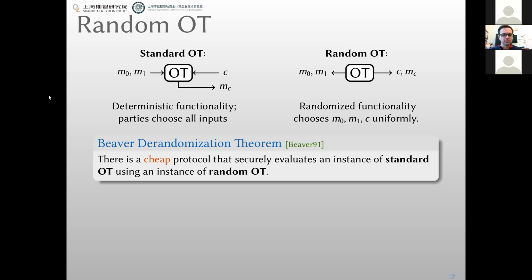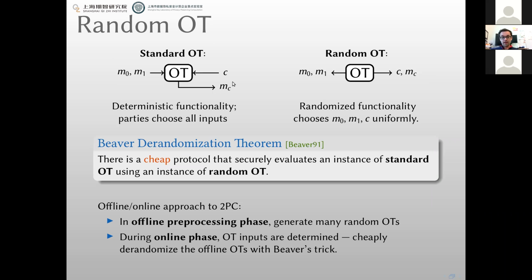So he showed in the 90s that if you perform an instance of random OT, then there is an easy way to convert that random OT instance into a standard OT instance. In other words, Alice and Bob perform random OT, so they didn't choose these M values or the C value. Then sometime later, they decide on inputs to a standard OT, and they can very cheaply convert this information that they got from the random OT. They can convert it into an oblivious transfer for these chosen inputs.